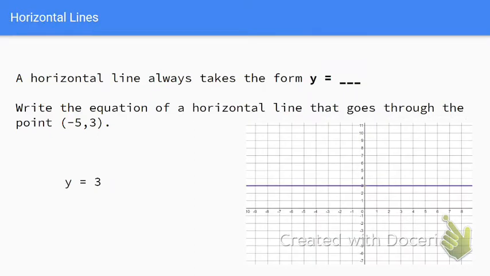If I have this point (-5, 3), my horizontal line would be at y equals 3. Questions about any of the lines we saw today?